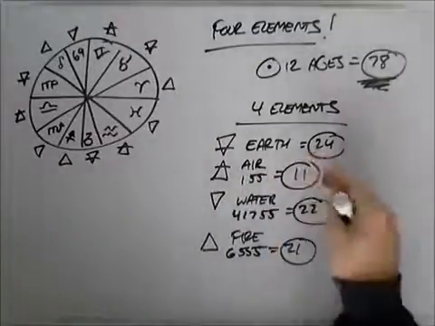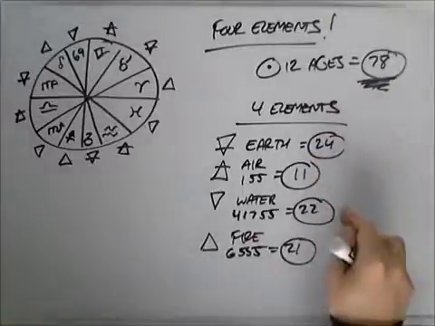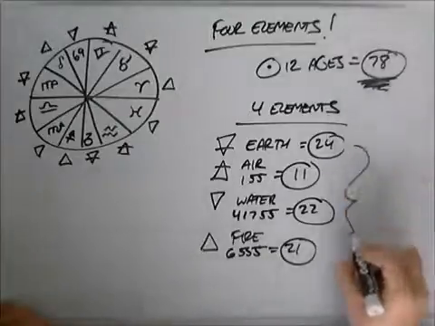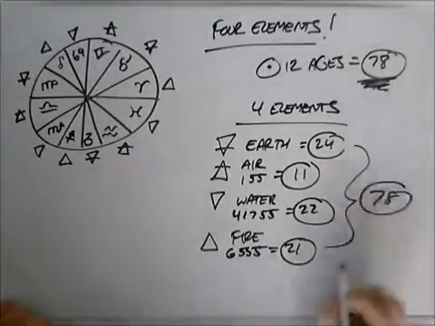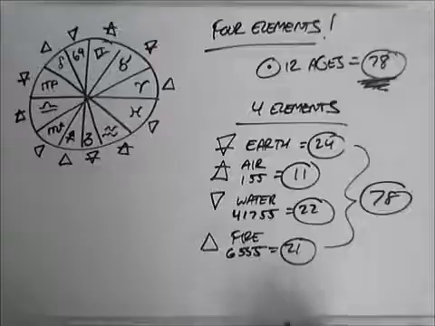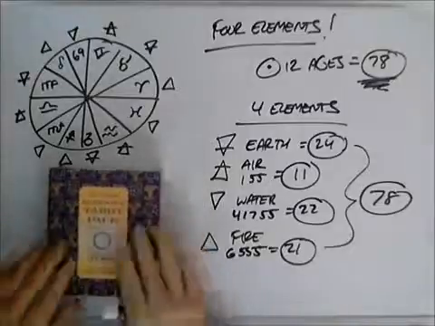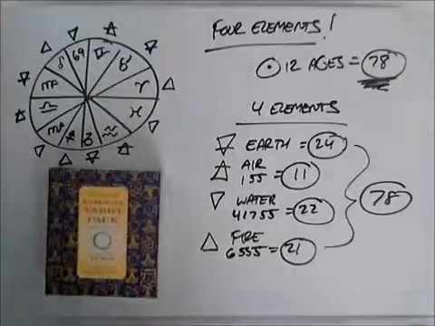We do the numerology of air, it equals 11. Look at water, it's 22. And fire is 21. If we add these up, it's actually 78. So the four alchemical elements, substantiation of matter, we add them up, it equals 78. Why is this important? Well, the Tarot deck has 78 cards in the major and minor arcana of the Tarot deck.